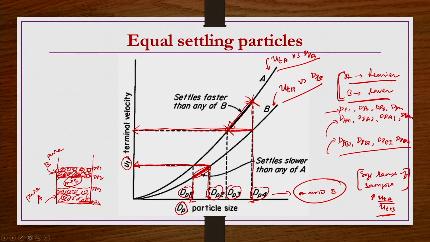So they will be on top. These two should be for B because they are the lighter ones, and these two should be for A because they are the heavier ones. In the mixtures, both particles, the ranges dp2 to dp3, or dp1 to dp3, or dp2 to dp4, are possible fractions. This is what happens with equal settling particles. By these principles we can make a separation based on equal settling velocities.